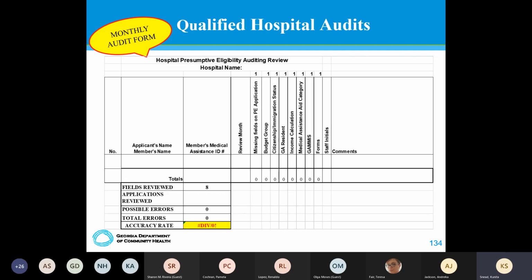And of course, we're going to put the initials of the person who actually did that particular application. If there are any errors from any of these areas, then in the comments field we're going to try to be a little bit more specific about what that actual error was. This form is sent to your PE coordinators each month if your particular hospital did applications for that month. So if your PE coordinator is not sharing this information with you, please make sure you get with them and ask them to share it with you, but they should be sharing this information with you.